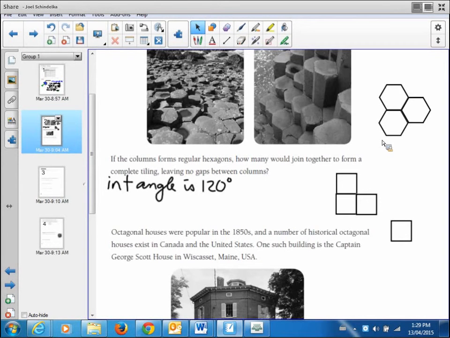Now, the interior angle we just figured out was 120, right? How much does it take to make a complete circle? 360. So if you said 120 goes into 360, how many times? You'll get 3. So really and truly, without drawing, you could have said 360 divided by 120 equals 3. 3 hexagons needed.